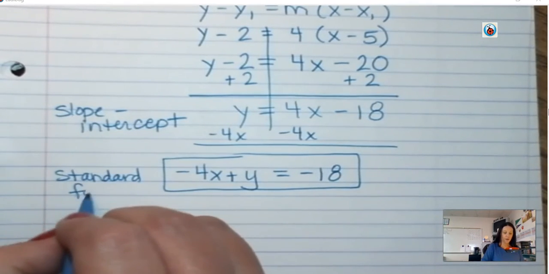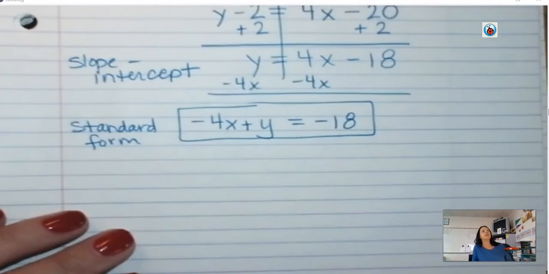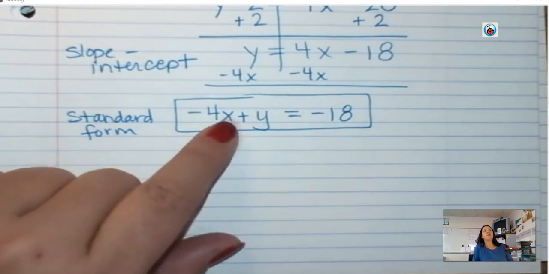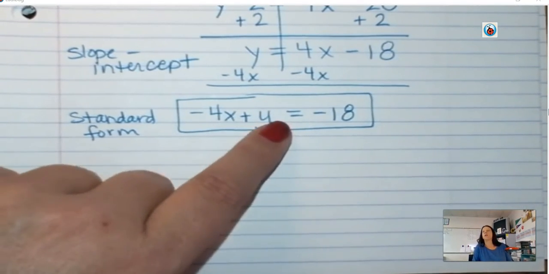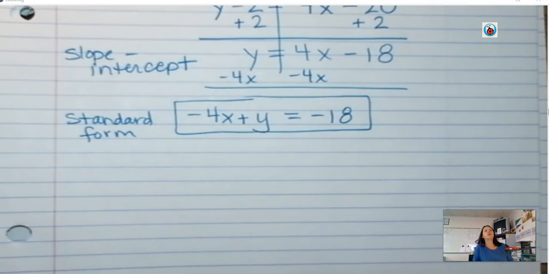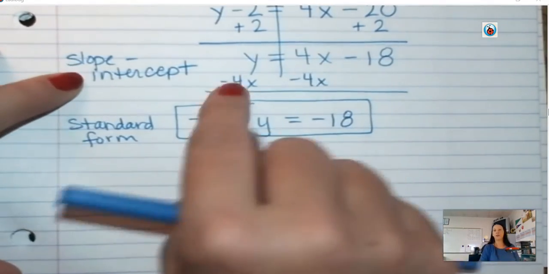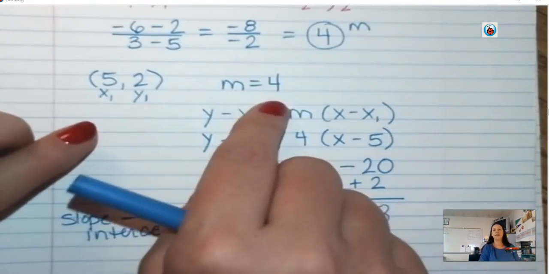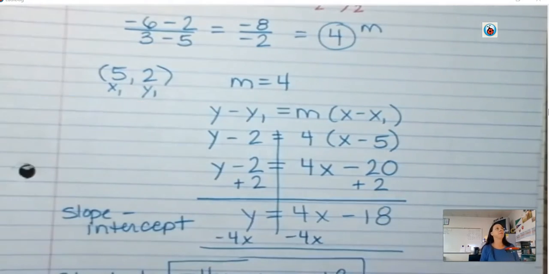We use standard form a lot if we're trying to find intercepts. It's super easy to find the x-intercept and the y-intercept, because remember, for finding the intercepts, we just plug in 0. So standard form is used when you're trying to find the intercepts. That's the easiest way to find intercepts. Slope-intercept is used a lot to graph. That's the easiest one for graphing. Point slope is just easy once they give you the slope and a point.